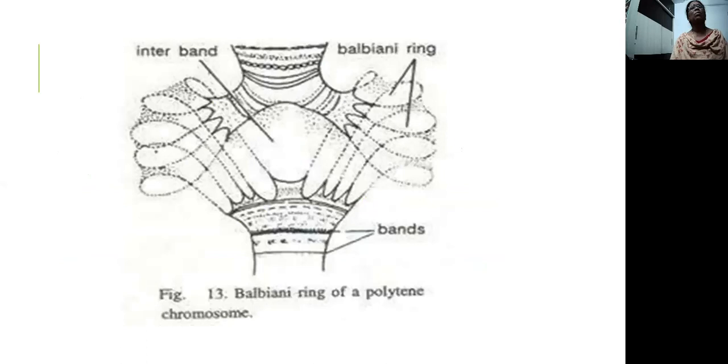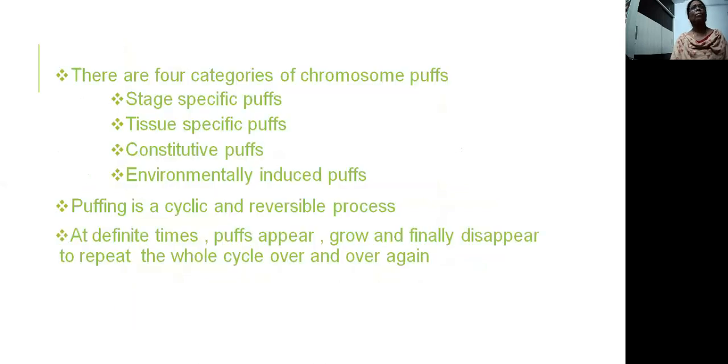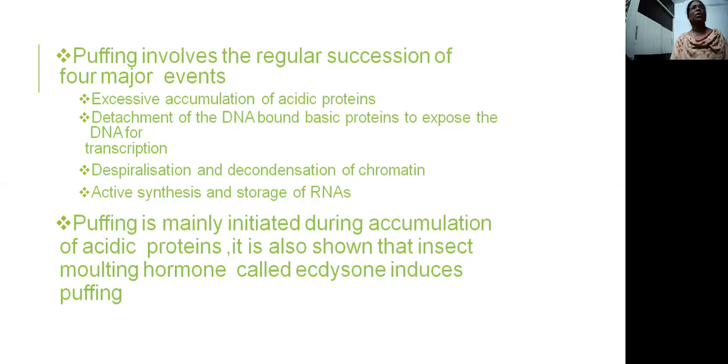So this is the Balbiani ring, which are nothing but extensions of the bands outside laterally. There are four categories of chromosome puffs: stage-specific puffs, tissue-specific puffs, constitutive puffs, and environmentally induced puffs. Puffing is a cyclic and a reversible process. At different times, puffs appear, grow, and finally disappear, to repeat the whole cycle over and over again. So this process will be repeated.